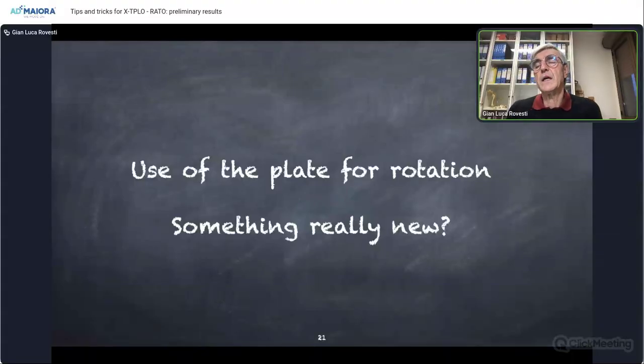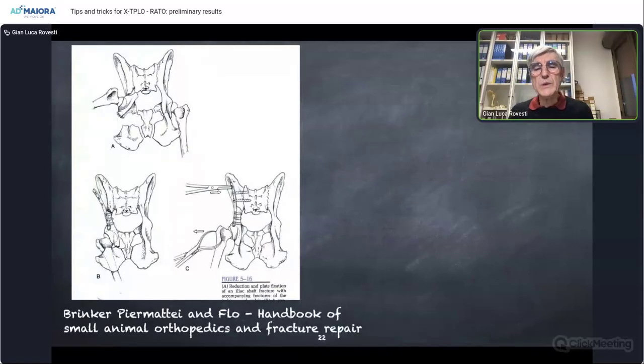we started thinking, should we use the plate for rotating? Is it not possible to think that a plate that is anchored to the proximal epiphysis of the tibia is strong enough to allow us to use it as a lever to achieve rotation? And is this something really new?